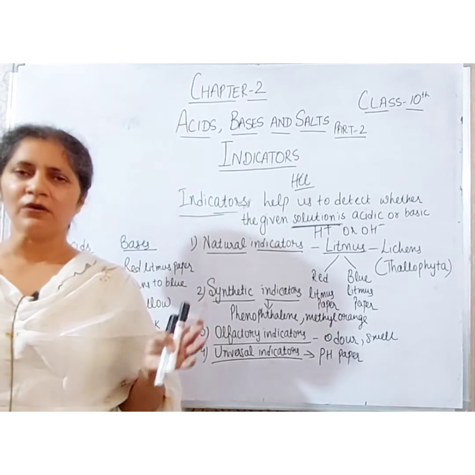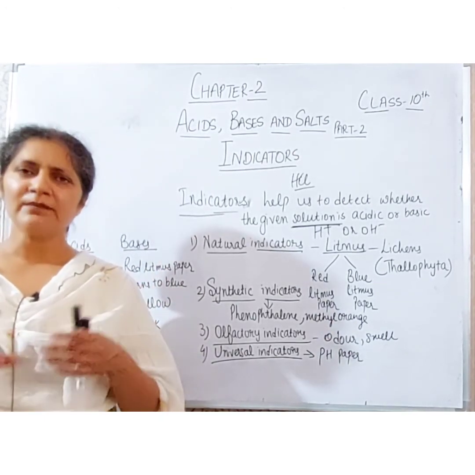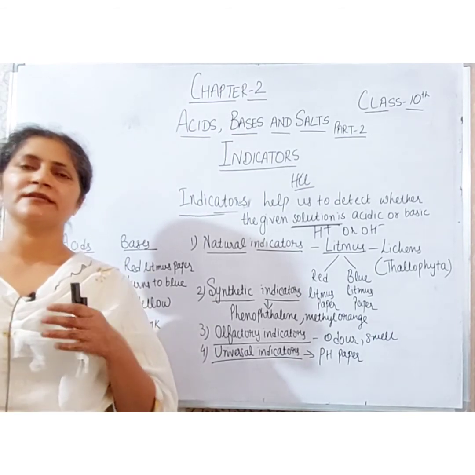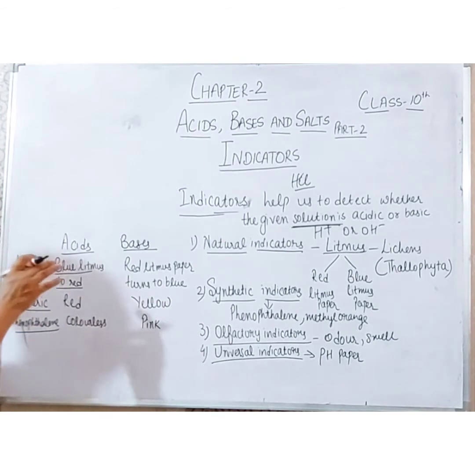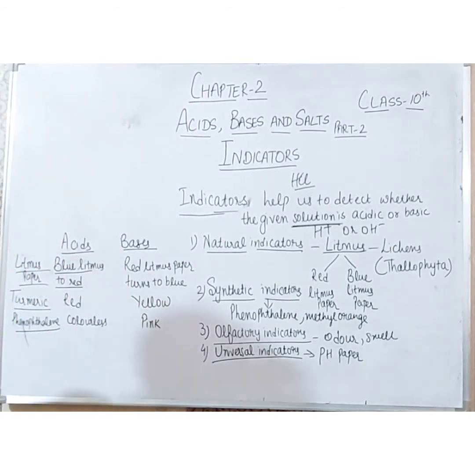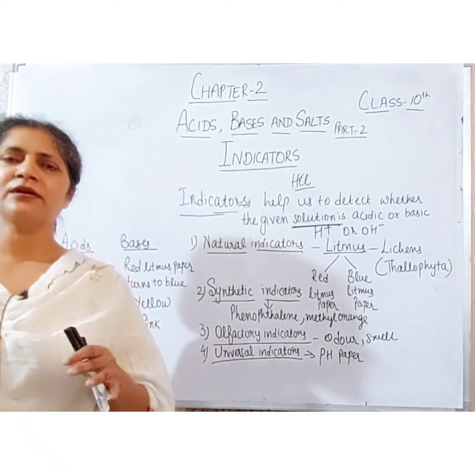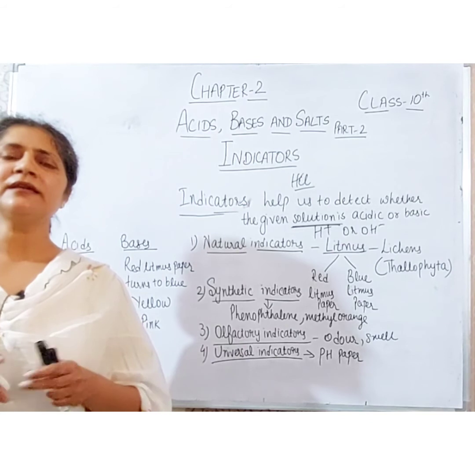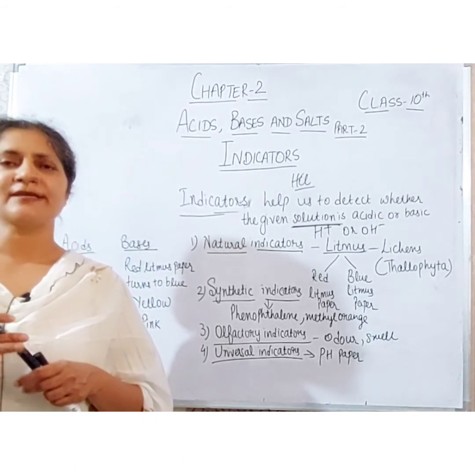So this was all about the indicators which help us to detect whether the solution is acidic or basic. We can take the example of many indicators like litmus paper, turmeric, China rose, phenolphthalein, methyl orange, pH paper, etc. So that's all about the indicators. In the next lecture, we will discuss the chemical properties of acids and bases.